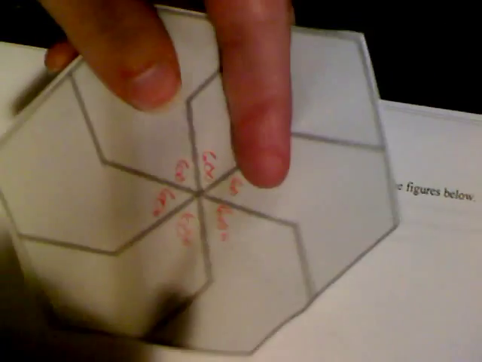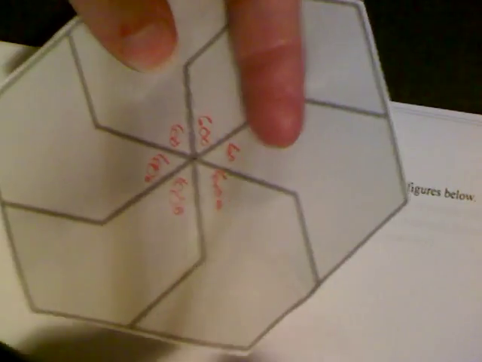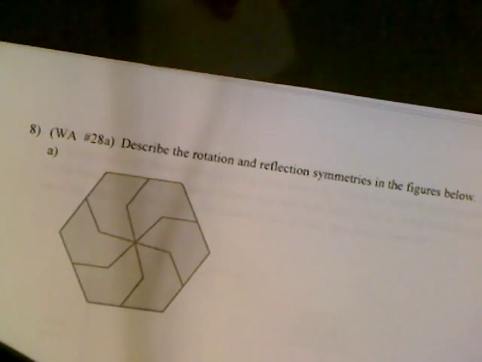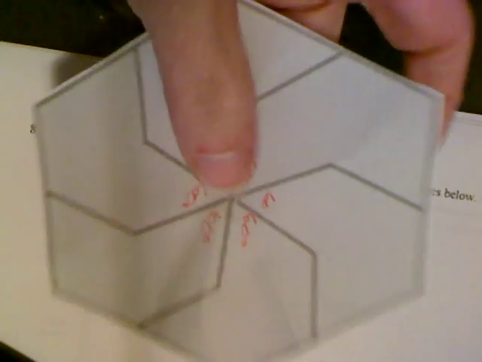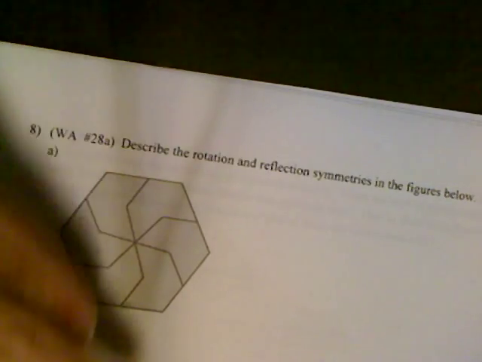Notice that if I fold this in half, I never get the same thing. There's no way that I can fold this and ever get the same image because of these little pieces out here on the end. So there's no reflections on this one. There's only rotational symmetries on this one.